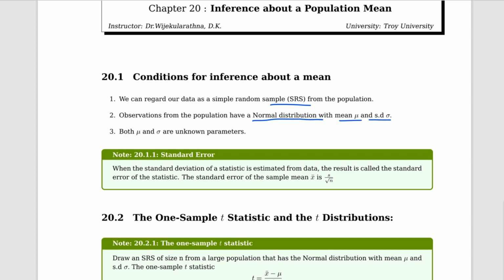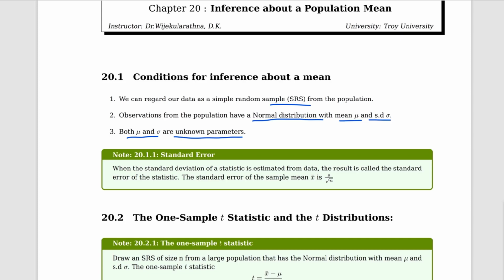and standard deviation sigma. So last time we assumed sigma is known, but this time we assume both mu and sigma are unknown parameters. In chapter 17, we assumed mu is unknown but sigma is known, right? But here we assume both are unknown.